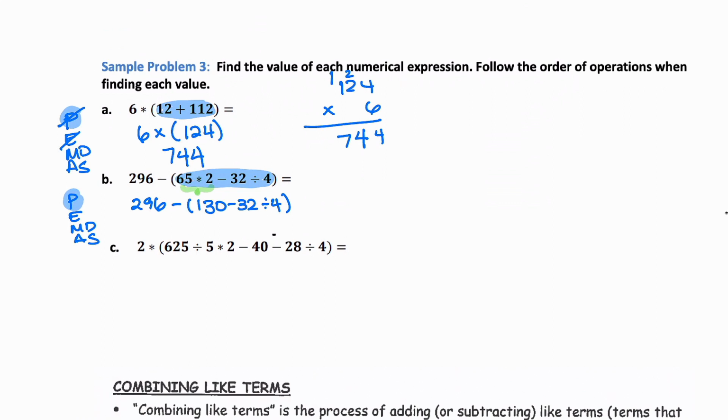We ask ourselves a question again. Is there anything I still have to do inside the parentheses? And the answer is yes. Inside the parentheses, I still need to divide this 32 divided by 4. That's going to give me 8. 296 minus 130 minus 8. Are there any parentheses left? Yes. Is there anything to do inside the parentheses? Yes, they're telling you to subtract, so we're not done with the parentheses yet. We still got 296 minus parentheses 122.